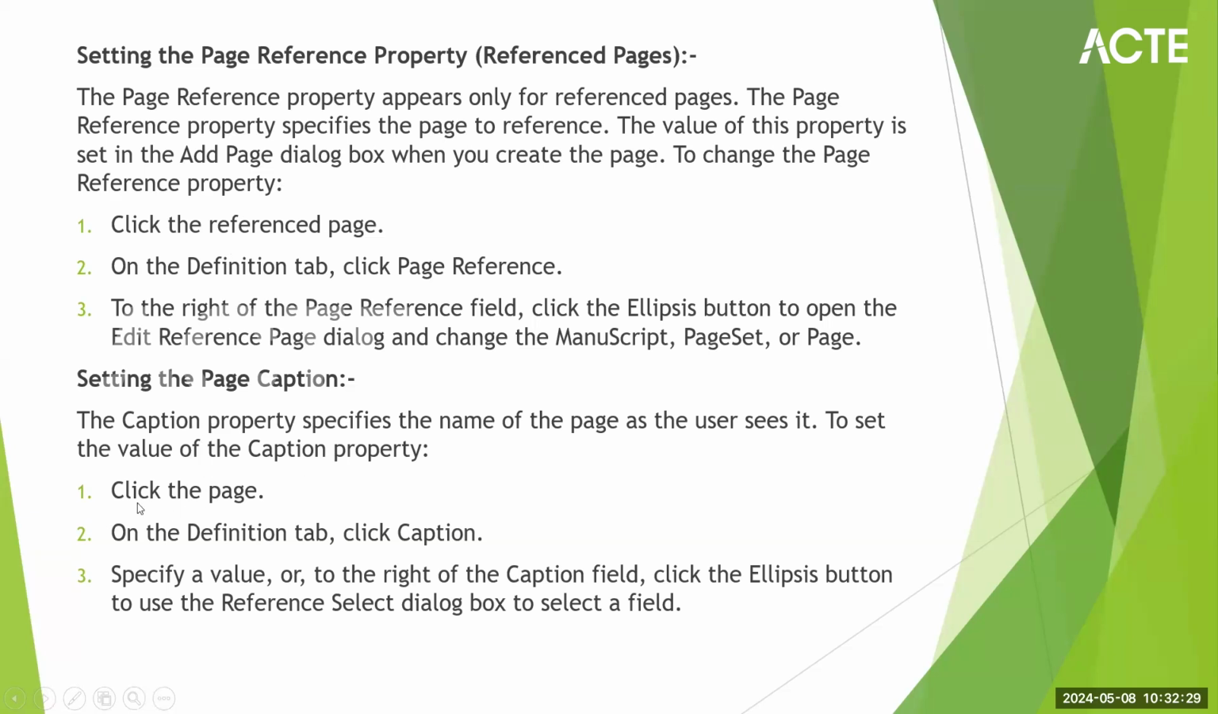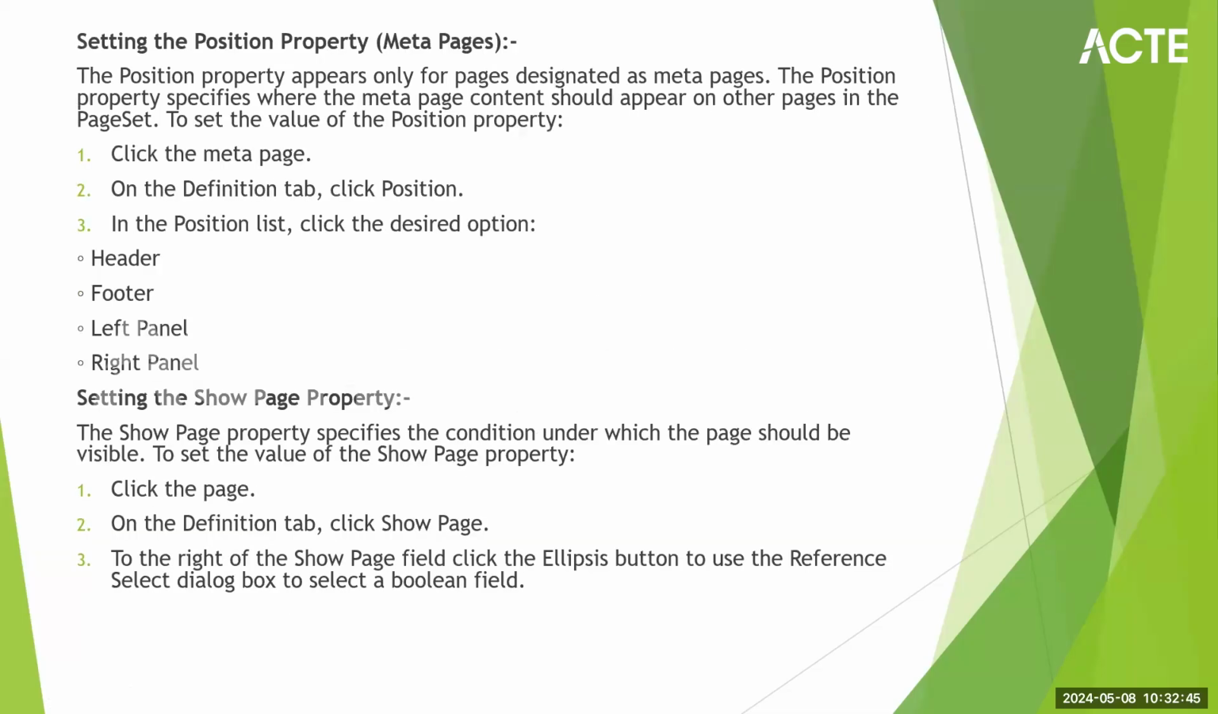How do you set a caption? Click on the page on the definition tab, click caption and specify a value. If an existing field is already there, you can just click on the clip button and map the correct field. The position property you can ignore, as it is for meta pages, which you will not be working on.